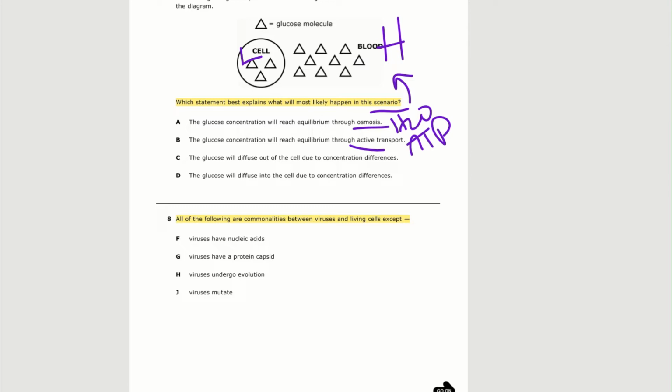The glucose will diffuse, which means to move or spread, out of the cell due to concentration differences. Well, that would be low to high also. That'd be the same thing as B. The glucose will diffuse into the cell due to concentration differences. Well, the concentration difference is true. There's low on the inside and there's high on the outside. So this one was true there too. But how is it supposed to move naturally? From low to high or high to low? Right? So D is your answer.